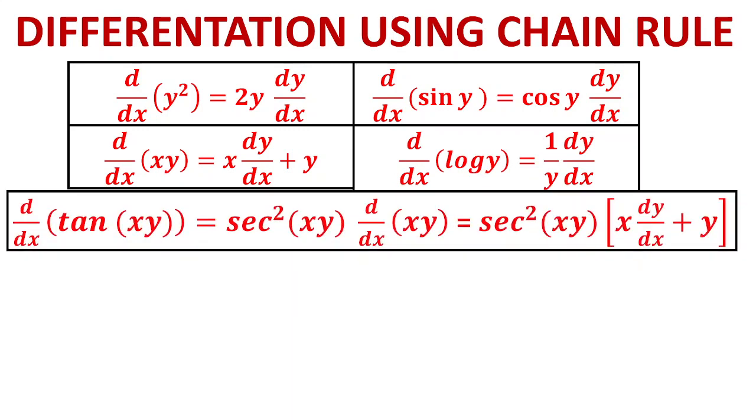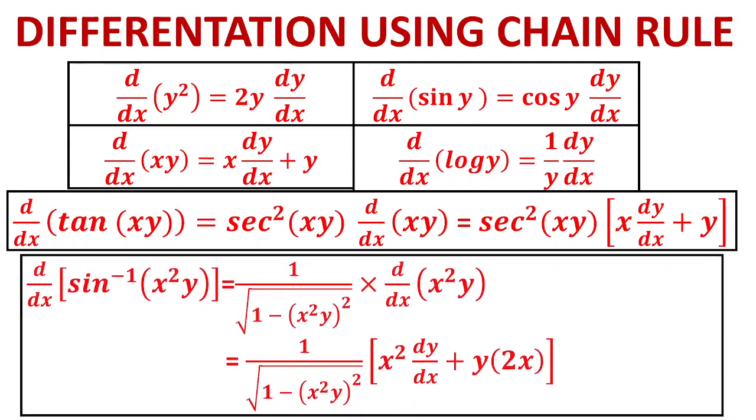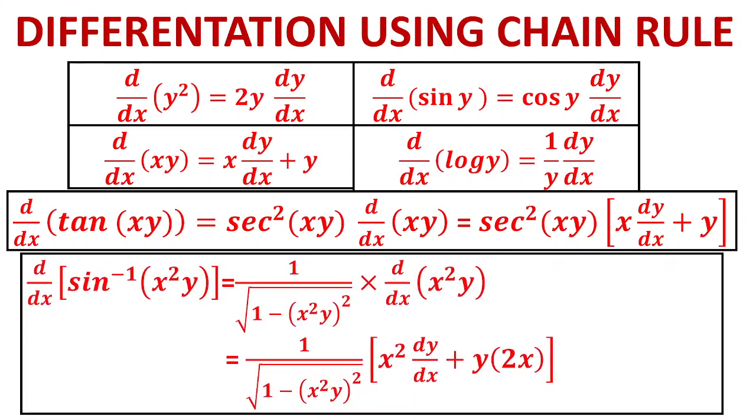And tan xy, you see here I am using tan of something. Secant square xy into d by dx of xy. Once again, d by dx of xy we already know. Just we have discussed. Suppose you have sin inverse of x square y: 1 upon root 1 minus x square y whole square. And d by dx of x square y is keep x square, differentiate y, keep y, differentiate x square. Now this chain rule is very, very important whenever you are coming across an implicit function involving y.